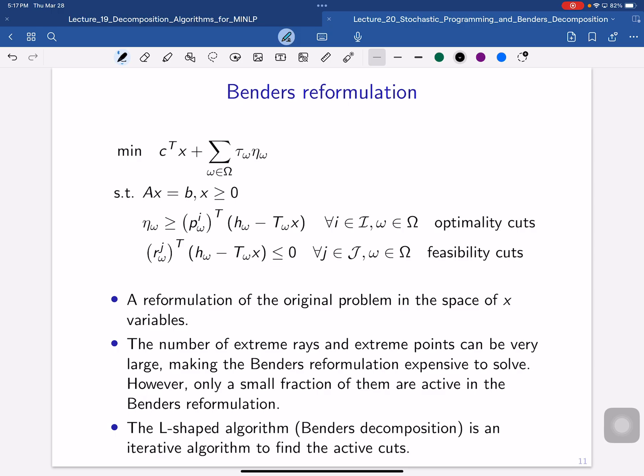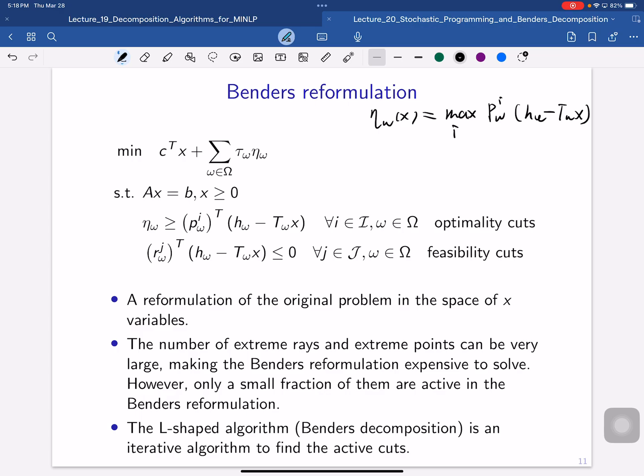So in the last slide we wrote something like this, right? The eta of x is equal to the maximization over p omega I h omega less than t. So that's the way we are writing the optimality over all the extreme points, right?